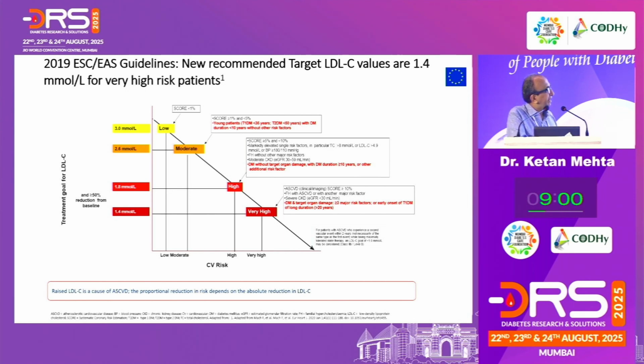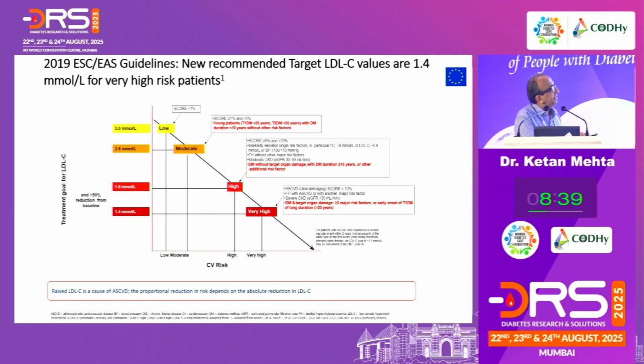Depending on the risk factors, if there is a moderate risk and younger patients, that is type 1 diabetic less than 35, type 2 diabetic less than 50 years, and diabetic duration less than 10 years without any comorbidity, they come in moderate risk, and their target should be at 100.